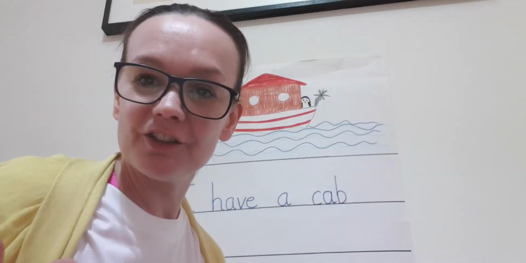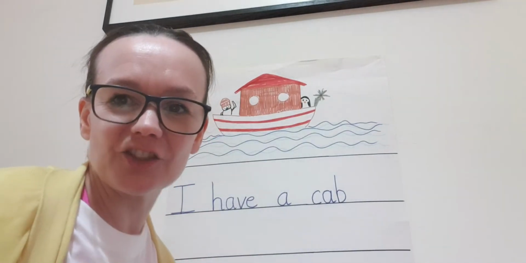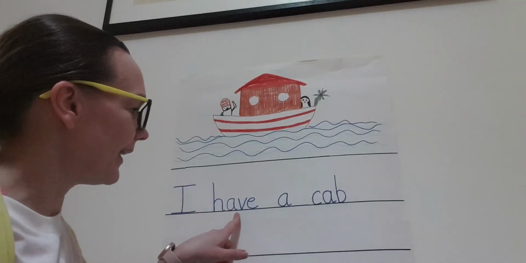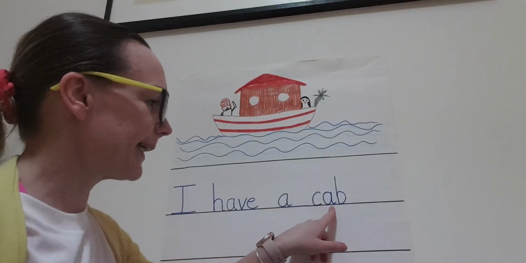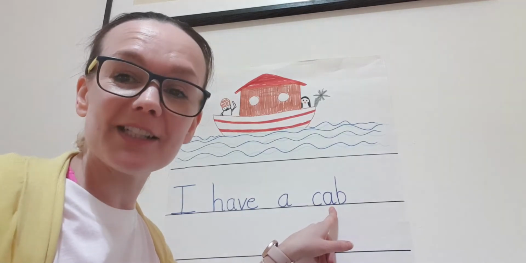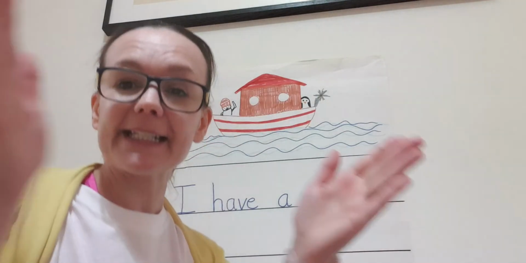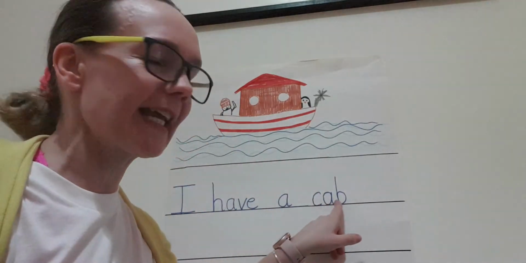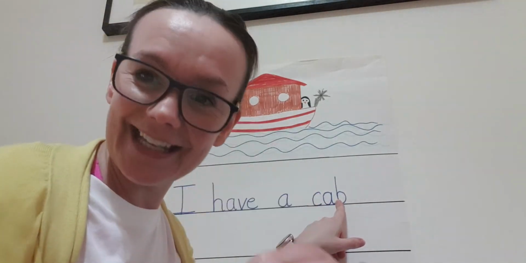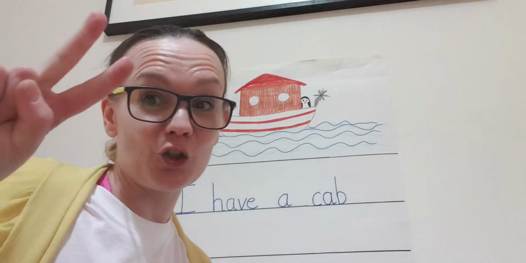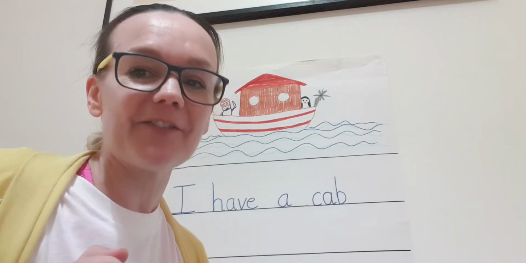Have I finished? I need to go back and read it and check. Ready? You join in. I have a cab. I have a cab. We didn't finish the word, did we? It had 2 syllables in it. Cabin. What was the last bit? We've done cab, so cab, in. Good. Let's sound out in. It's got 2 sounds, so listen carefully. Ready for in.